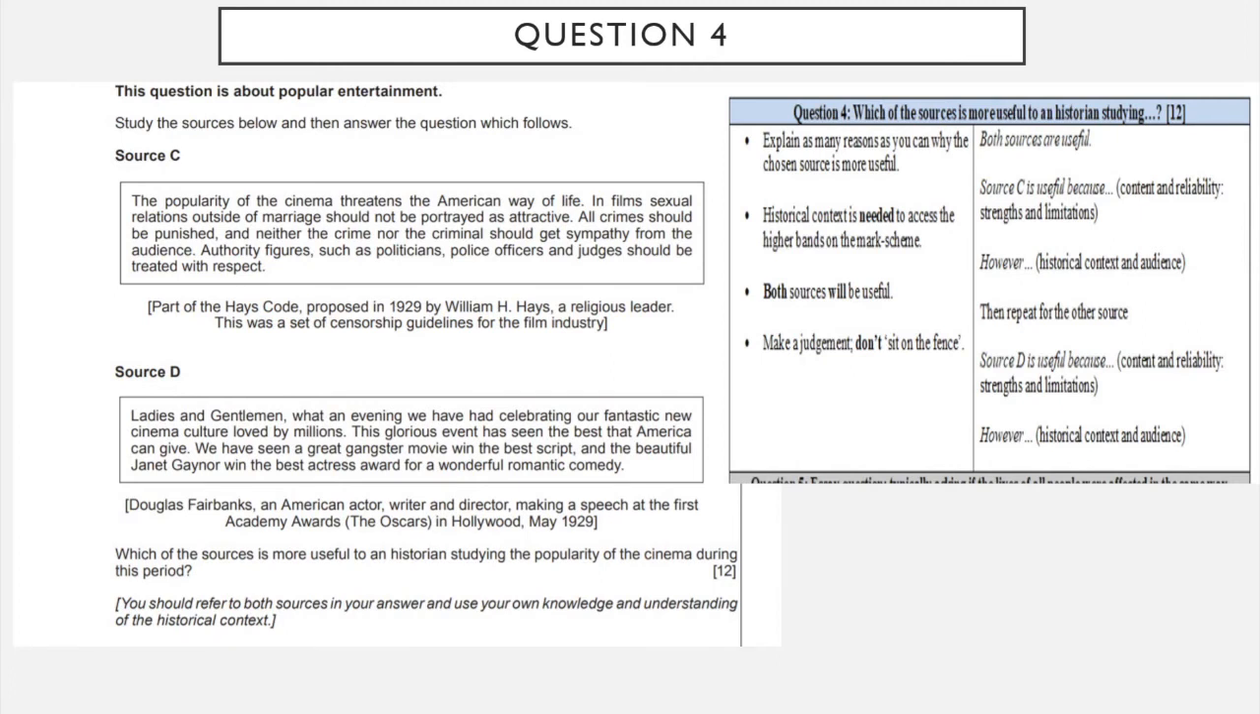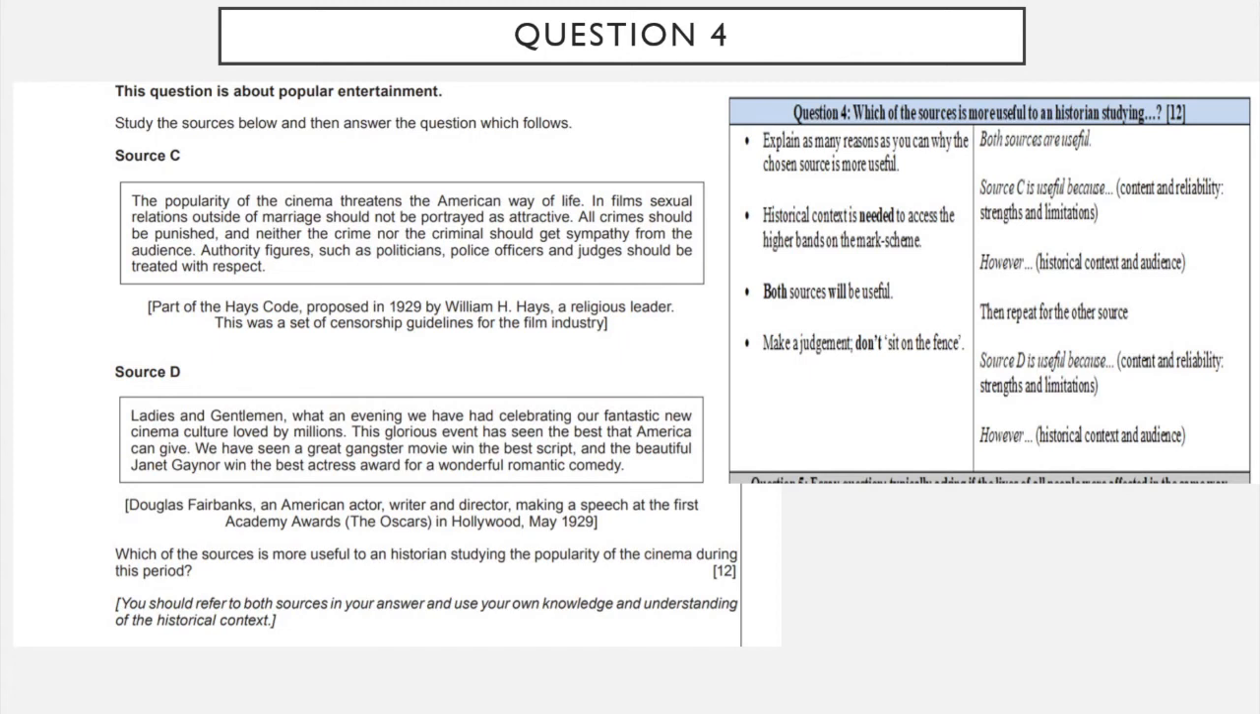So with this one, you need to consider the content of both of the sources. What are they looking at and what are they saying? And then we're going to say both sources are useful, however, such and such, you make a decision about which one is more useful straight away. Source C is useful because you're going to think about the content and the reliability and all that kind of thing. And then you're going to say, however, it may not be as reliable and useful because of this.